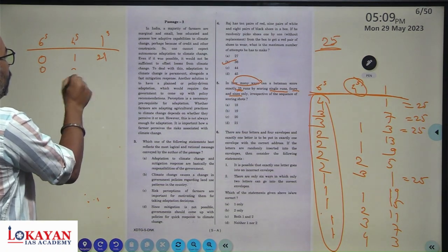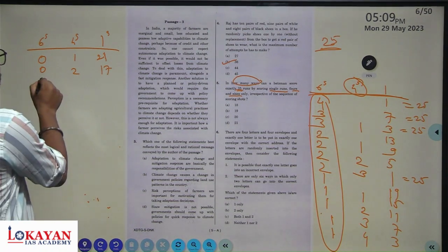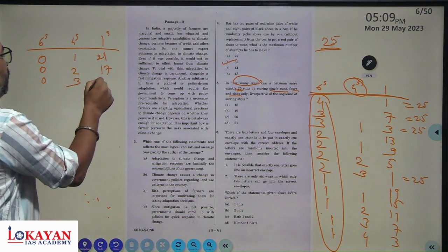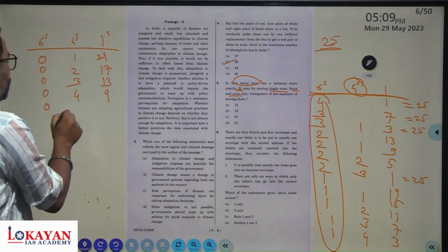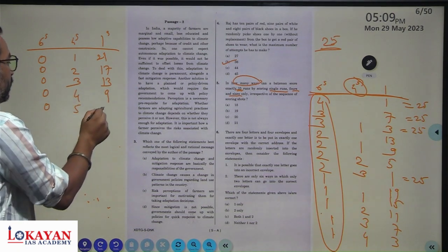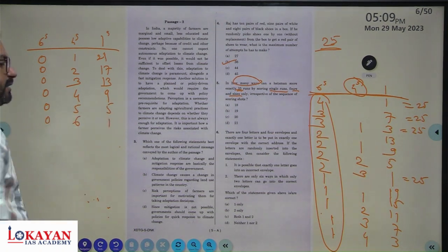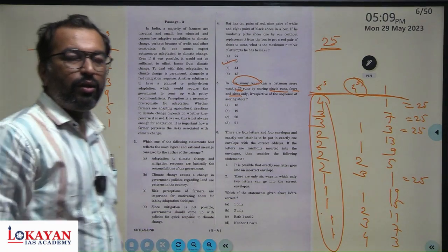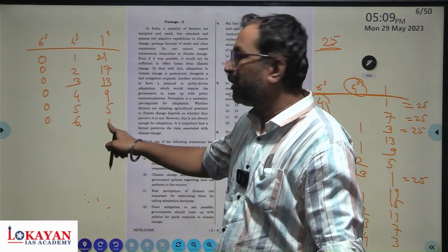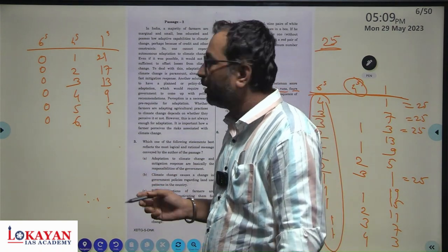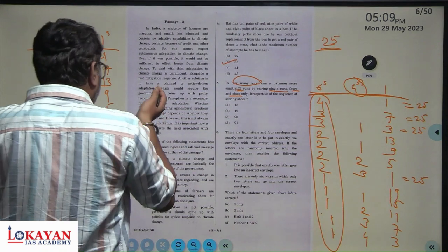0 sixes, 2 fours. How many singles? 17 singles. 0 sixes, 3 fours, there will be 13 singles. 0 sixes, 4 fours, 9 singles. 0 sixes, 5 fours, 5 singles. 0 sixes, 6 fours, 1 single. Again, 6 fours are 24 plus 1, 25. So again the total is 25. Now we have exhausted fours also.